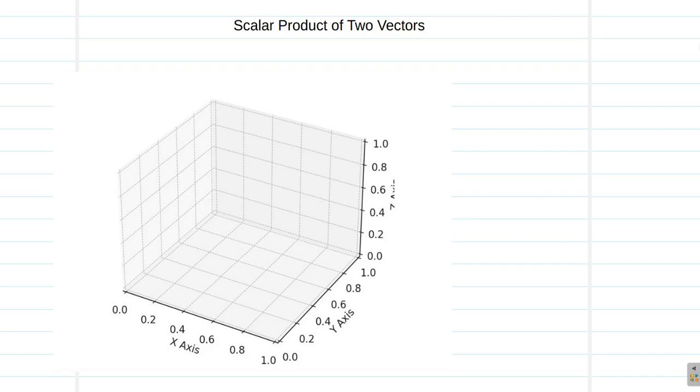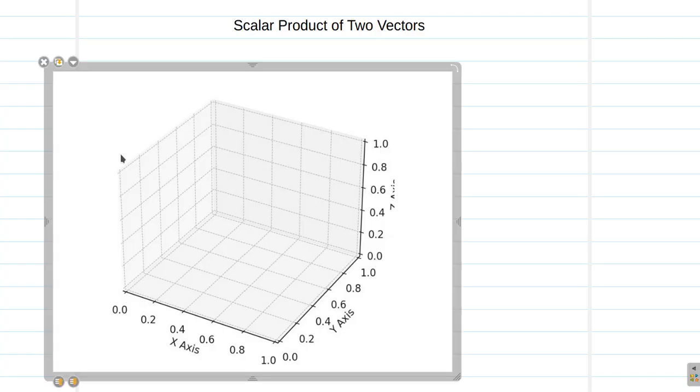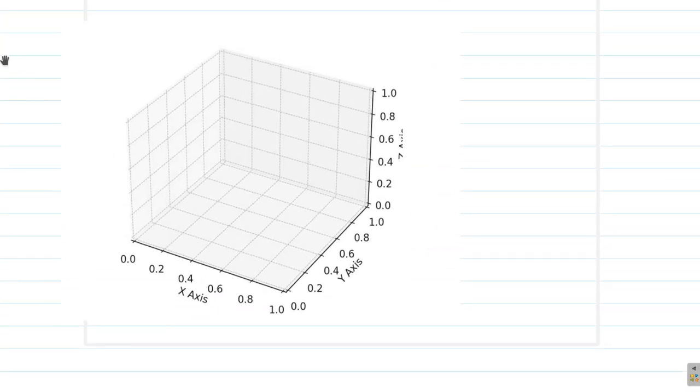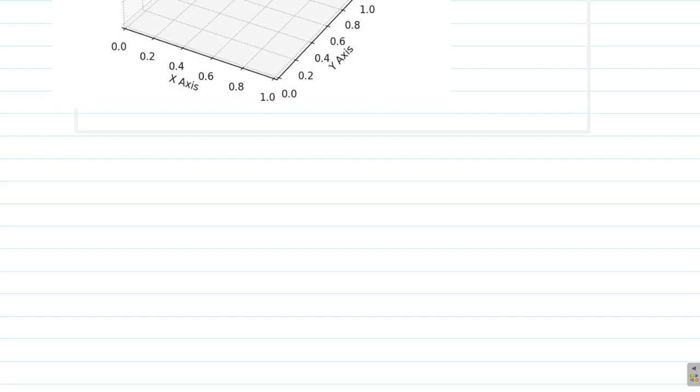Let us look at the scalar product of two vectors. Now, I have a diagram here. We'll soon be using this diagram, alright? Now here, the scalar product.